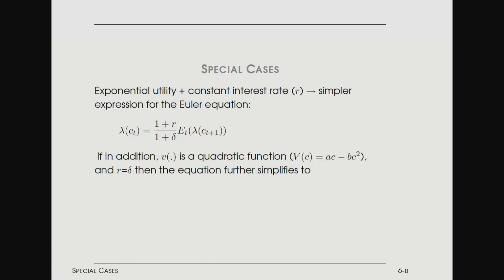And if in addition it's actually quadratic, so it's even simpler, and if r is equal to delta, which it should be in equilibrium, then the equation further simplifies to consumption is equal to the expected value of consumption tomorrow. So consumption is a martingale. That's the whole result. So does it make sense?